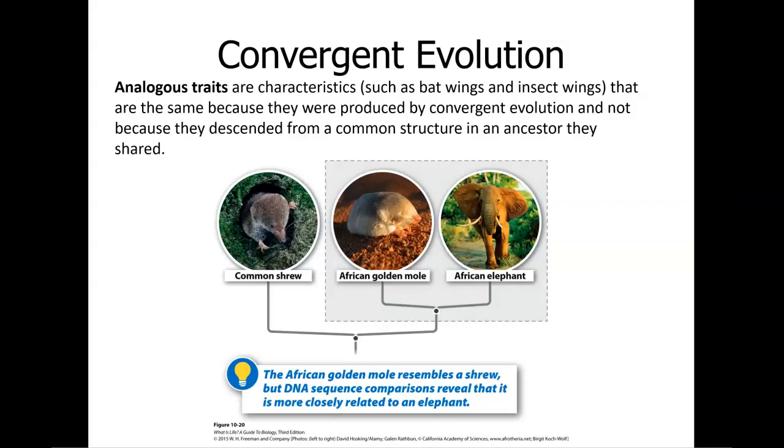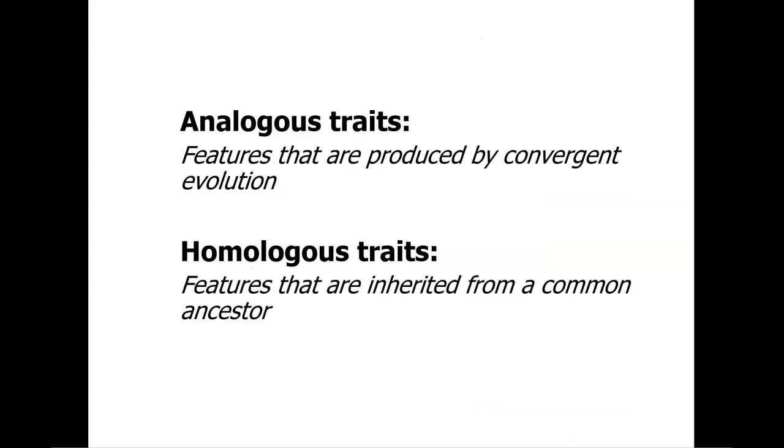So here we have what are known as analogous traits. These are characterized by things such as bat wings and insect wings, which are the same because they're produced by convergent evolution and not because they're descended from a common ancestor that they share. A lot of times you wonder, what's the difference between analogous and homologous traits? Well, analogous traits are features produced by convergent evolution. Homologous traits are inherited from a common ancestor.